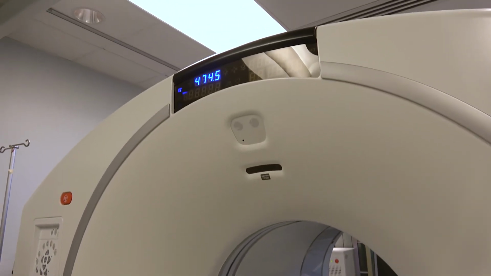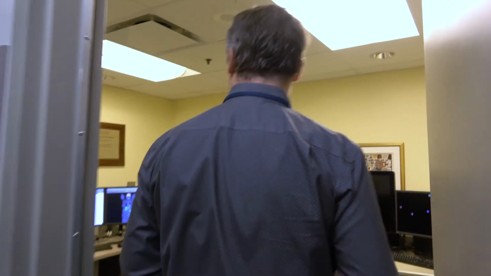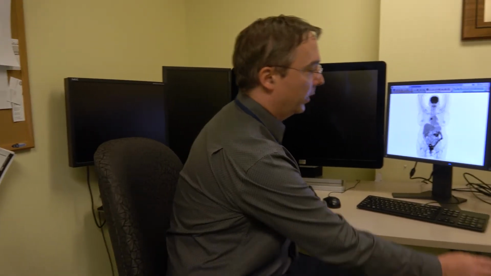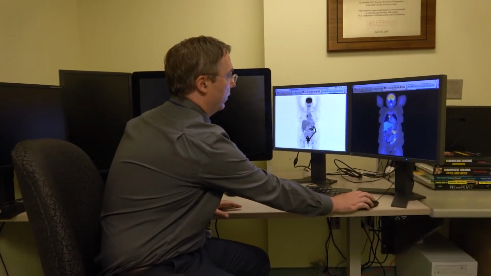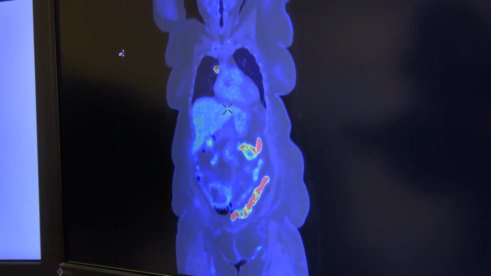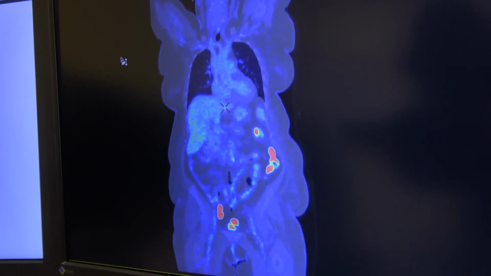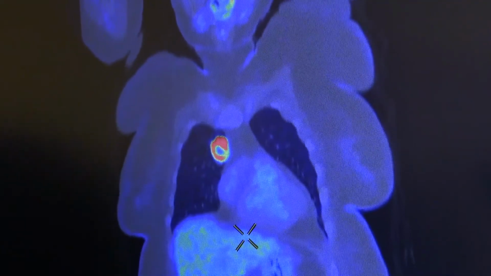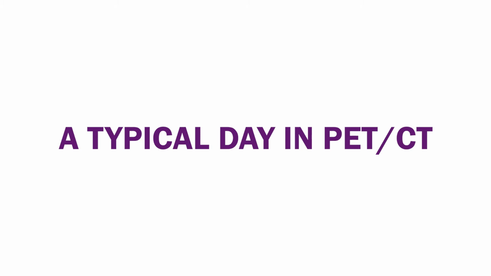I'm going to take you into the reporting room. So this is where I'm usually sitting and working when I'm on a day in the PET suite. And so these are the types of images that are coming off the camera, and we can look at them on the workstation and sort of move through them and try and figure out what's going on with the patient. We can look at the metabolic imaging, we can look at the anatomy, and this is how we're trying to sort things out. So a typical day in PET, what would that look like?